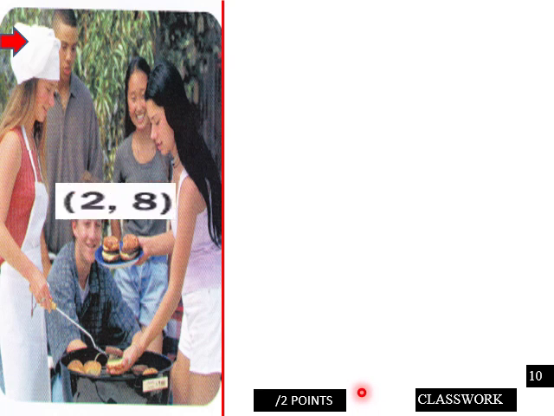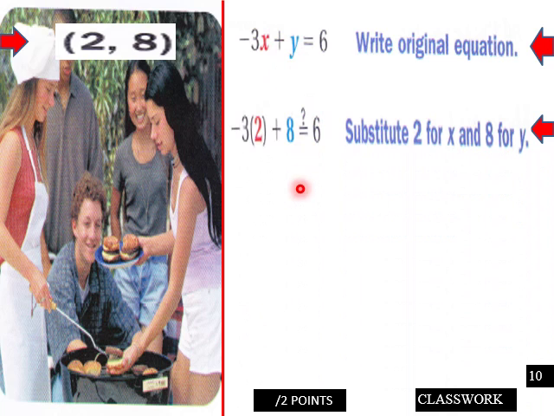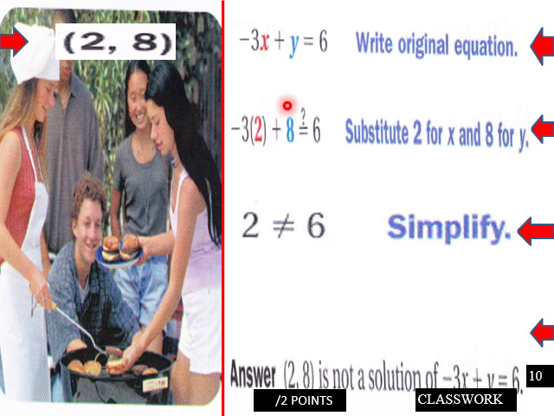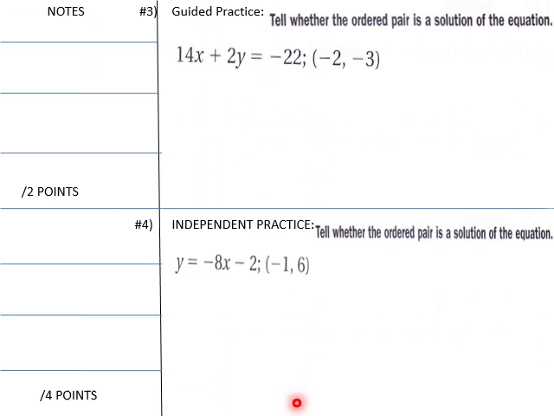And then our next one here would be 2 and 8. To plug into there, 3x plus y. We have 2 does not equal 6, so 2 and 8 is not a solution for that. It's not on the line, basically, of this here. It's not on that line.